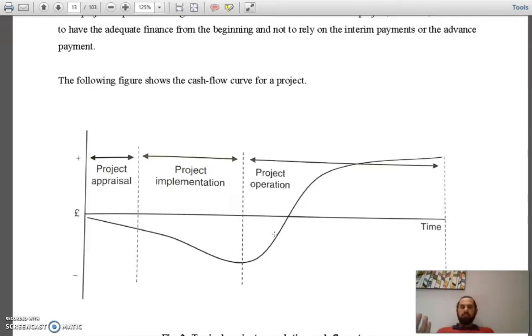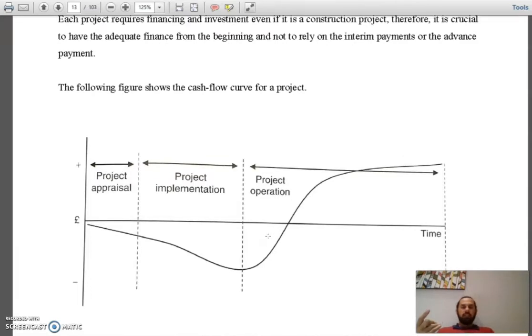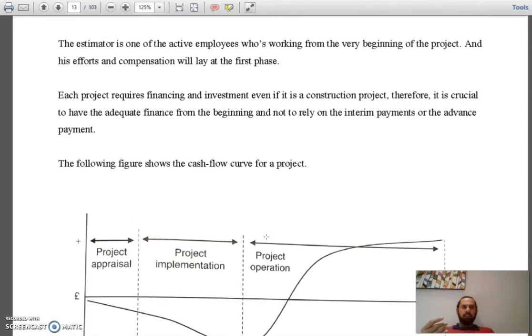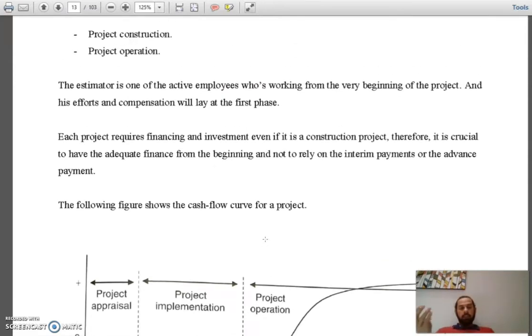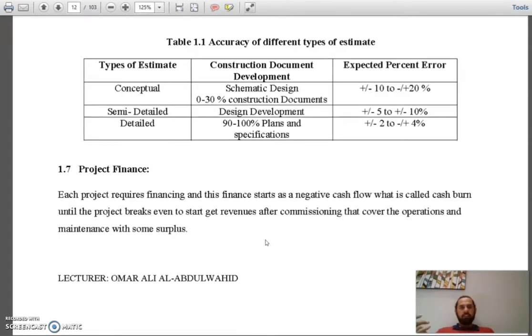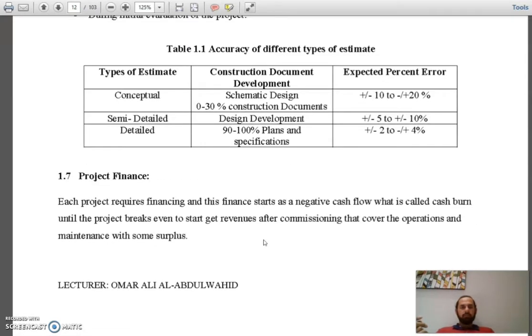The revenues have to cover the operations, and have to cover the maintenance, and all operations and maintenance, and there has to be some surplus.